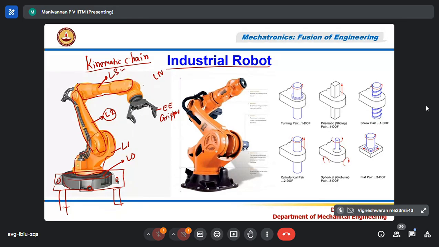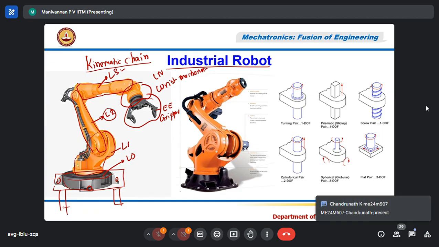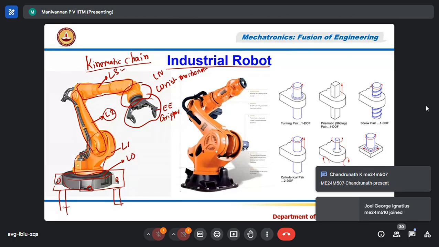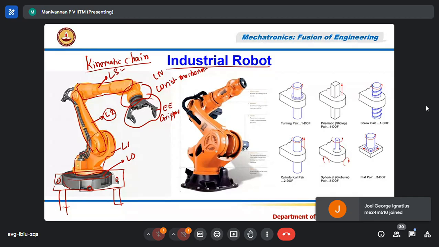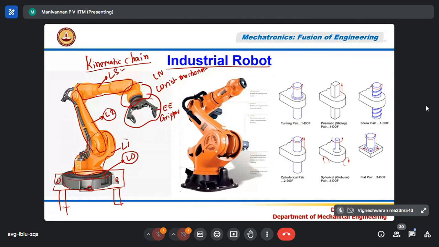Then this is called a wrist mechanism. And finally, this is called the gripper. A gripper is like a finger-like structure. Here it is shown with 2 fingers. Some robots may have 3 or 4 fingers to act like a human hand and fingers. Now, link 0 and link 1 are connected by one joint.